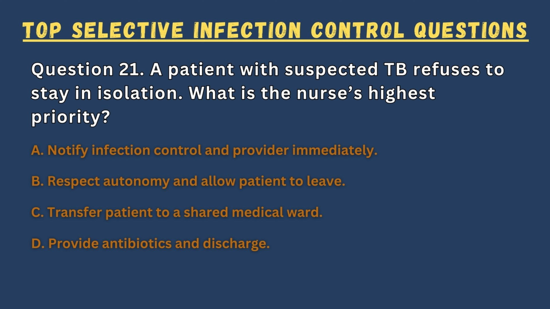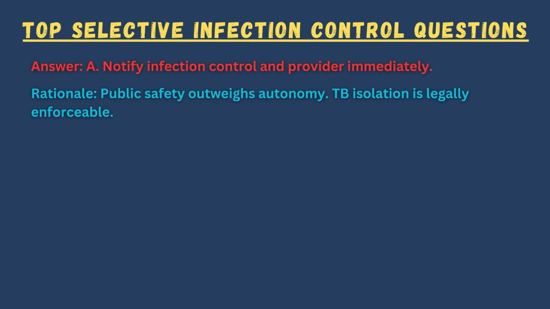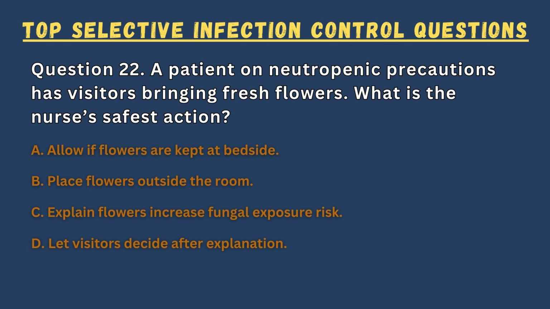A. Notify infection control and provider immediately. B. Respect autonomy and allow patient to leave. C. Transfer patient to a shared medical ward. D. Provide antibiotics and discharge. Answer: A. Notify infection control and provider immediately. Rationale: public safety outweighs autonomy. TB isolation is legally enforceable. Question 22. A patient on neutropenic precautions has visitors bringing fresh flowers. What is the nurse's safest action?